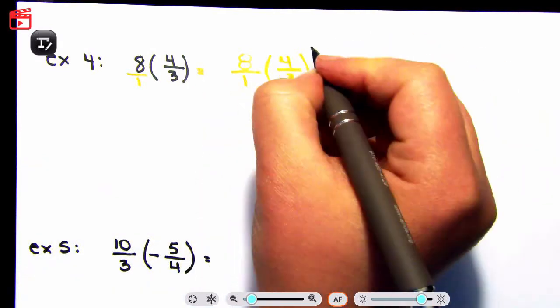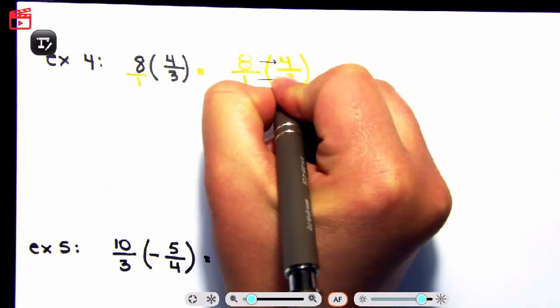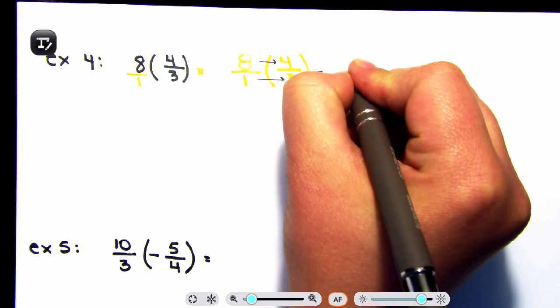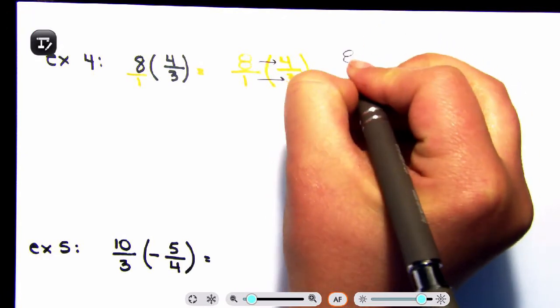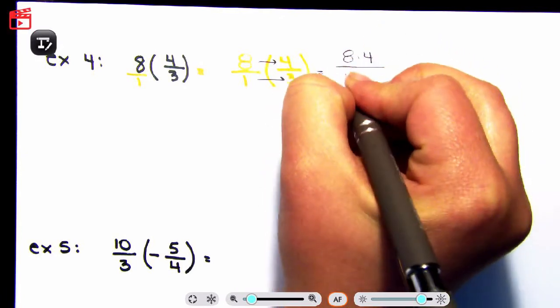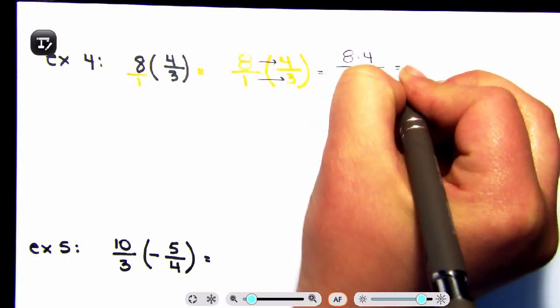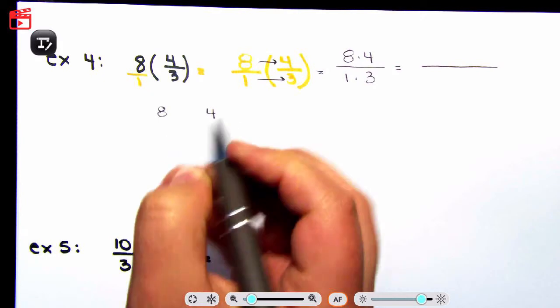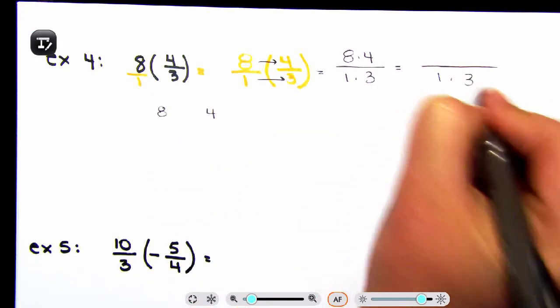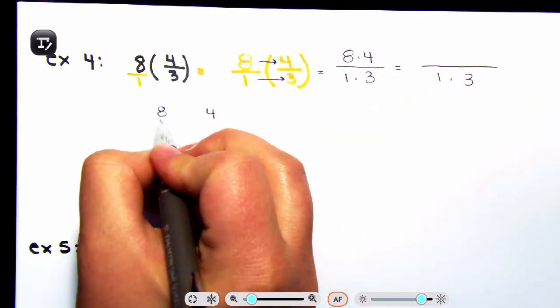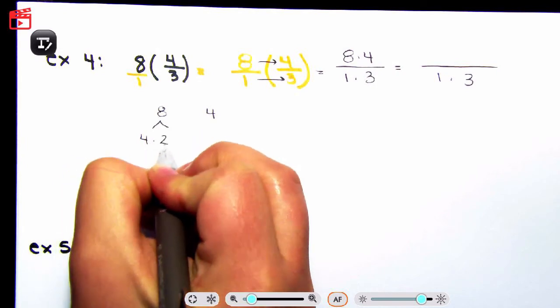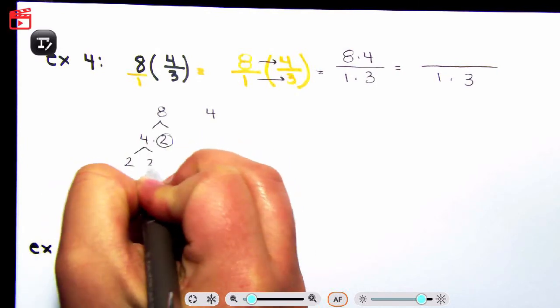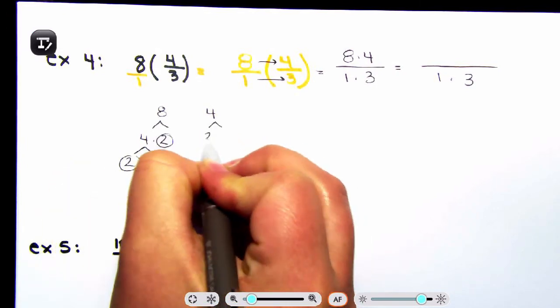So how do we multiply fractions with one word? Across. So you have 8 times 4, and I have 1 times 3. So again, let's prime factor 8, 4. I know 3 is prime, so I'm going to leave 1 times 3 here. I have a 4 times 2. 2 is prime. 4 is 2 times 2. And I have 4, which is 2 times 2.